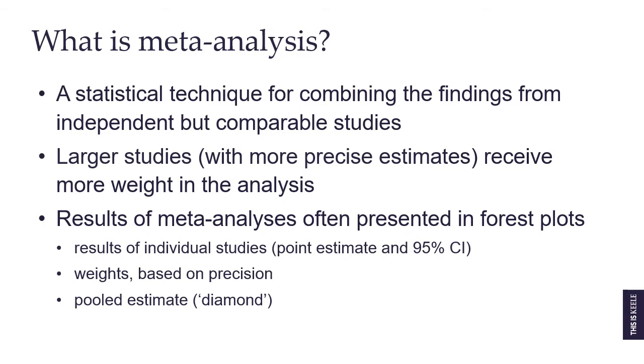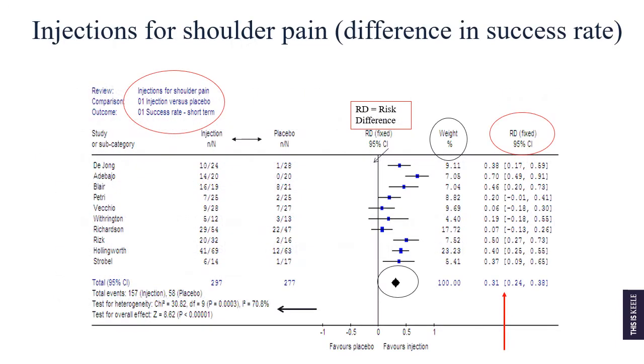A meta-analysis, as I've already mentioned, is the statistical technique used to combine results of studies. Larger studies are generally given more weight, or weights could also be based on other things such as study quality. Results of meta-analysis are usually presented in a forest plot. So this is a forest plot for a review of the effectiveness of injections versus placebo for shoulder pain.